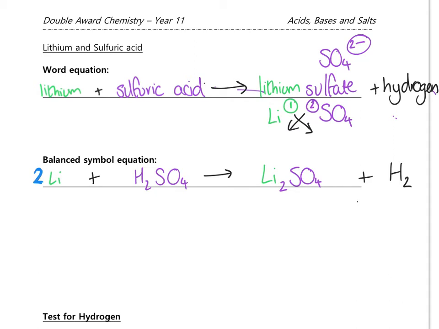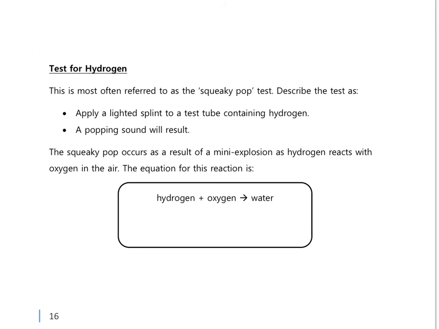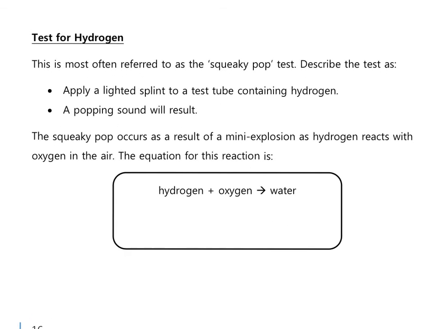Okay, so the last thing to do with this first reaction of acids, the reaction of acids with metals, is to do with the test for hydrogen. And I demonstrated that in the video, gave you your step-by-step method, but let's just have a look at the equation for that reaction. So how we test for hydrogen is often referred to as the squeaky pop test, but if you were asked in an exam how do you test for hydrogen and you just wrote squeaky pop test, you wouldn't get the marks. What you need to do is describe how you actually do that in practice.